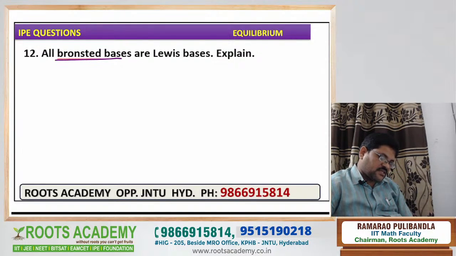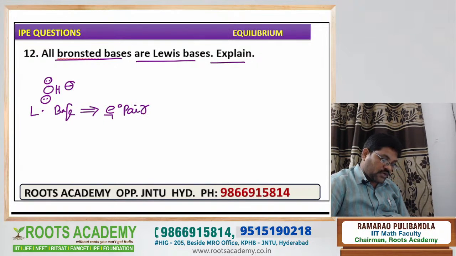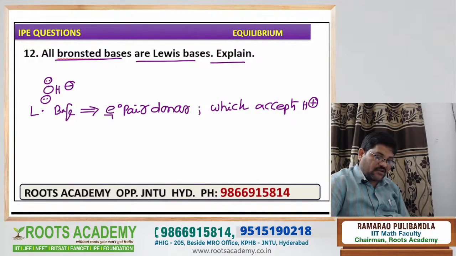All Bronsted bases are Lewis bases. Explain. Simple logic. For example, take the example of the Lewis base, OH minus. The oxygen has lone pairs, so this is a Lewis base. What is the meaning of Lewis base? Lewis base means electron pair donor, which accepts H plus ion.